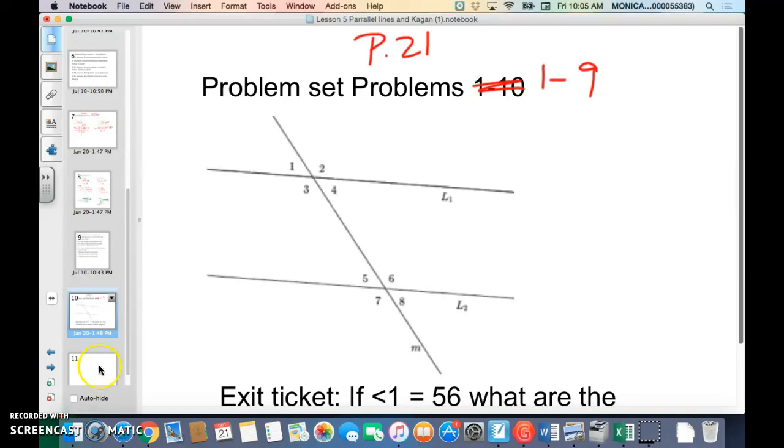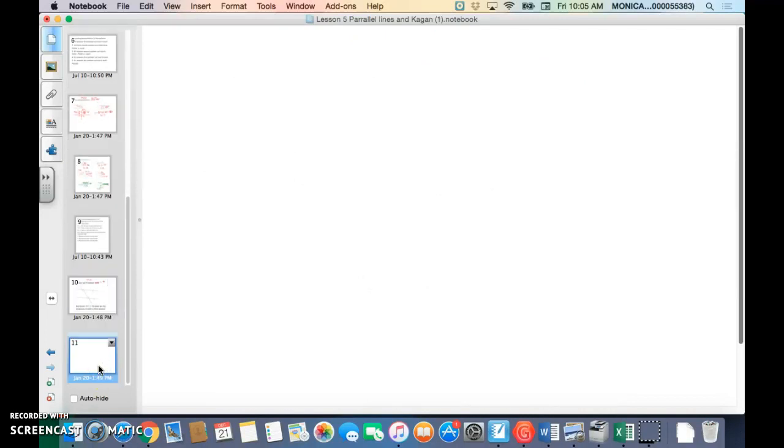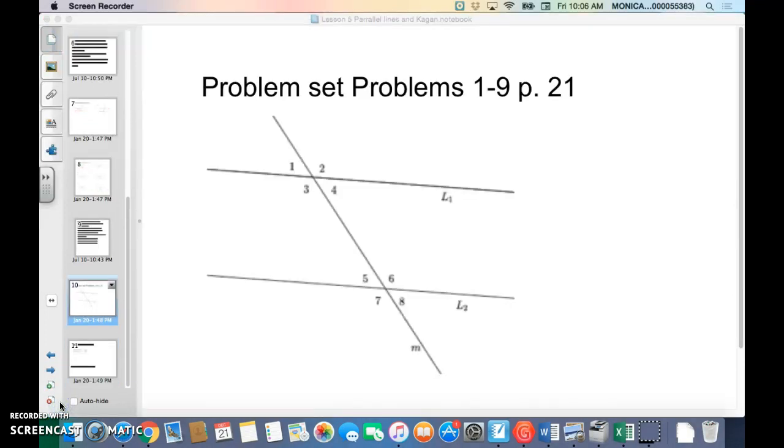All right, and then you also have Khan Academy. But I had the wrong notebook open. Anyway, you're going to do problem set on page 21, numbers 1 through 9. This is the illustration that you're going to use to answer those questions. It's also on your paper.